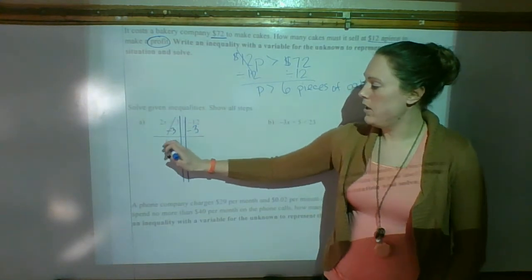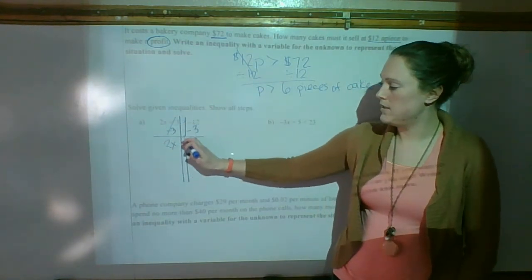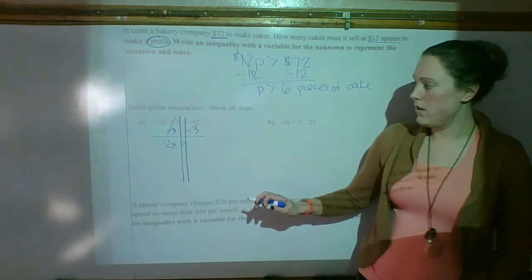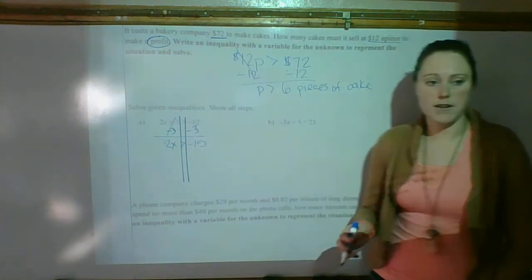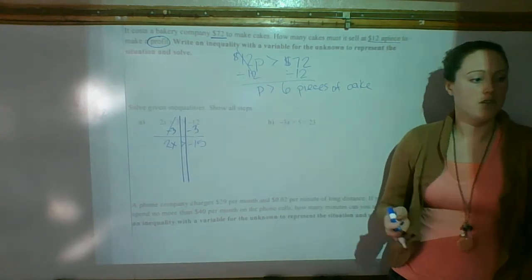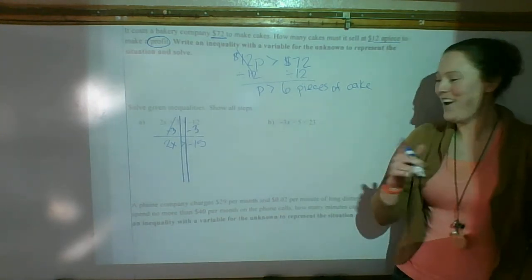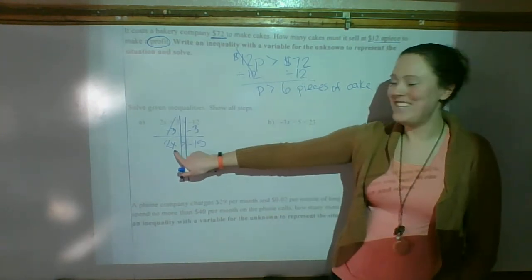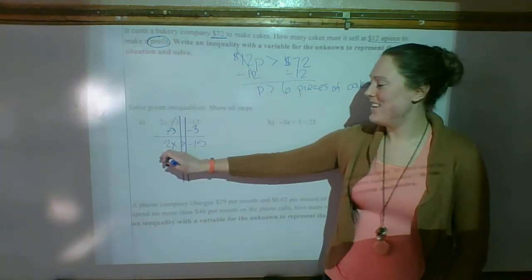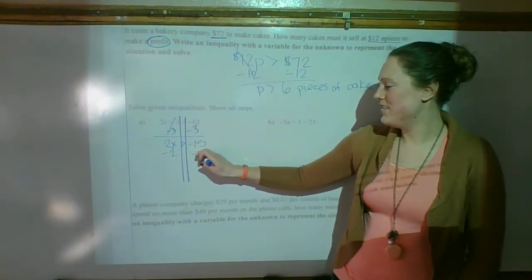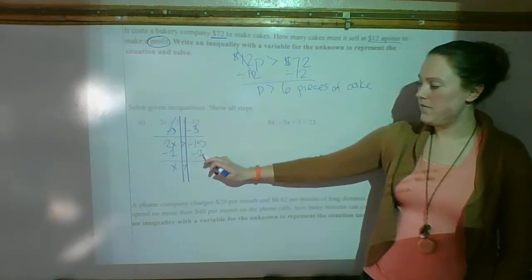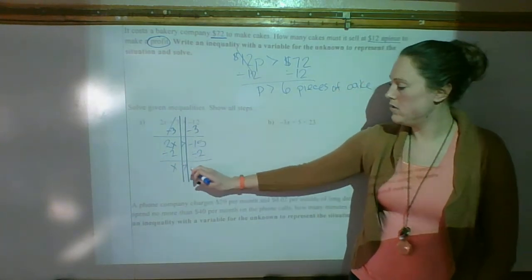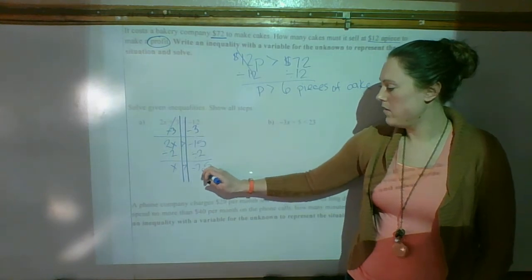So that leaves me with 2x, my symbol came straight down, is bigger than negative 12 minus 3 is negative 15. Did I make a mistake again? No. We're good? Okay. So what's my opposite of timesing by 2? I'm going to go ahead and divide by 2. So that leaves me with x is bigger than negative 15 divided by 2 is negative 7.5.